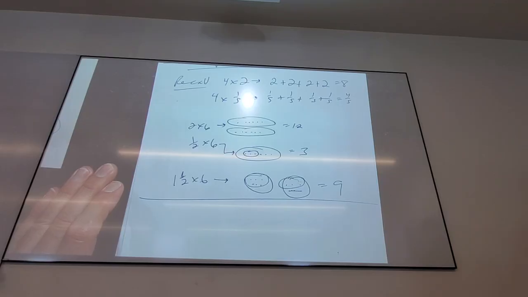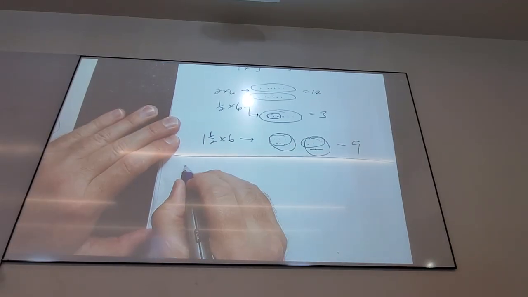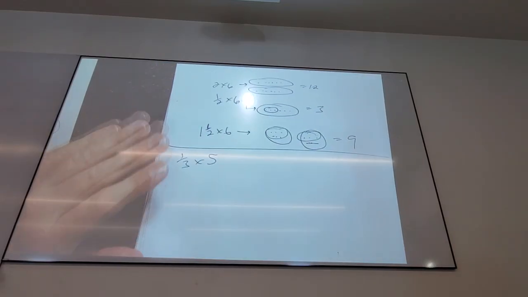Where am I? There I am. So what about this? What about 1/3 times 5?